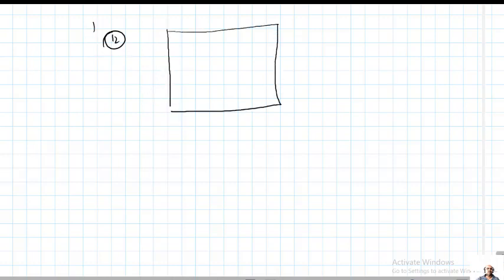Next, the 12th one. Important one. This is the universal set. I can say it's very important. This is set A, this is set B, this is set C. Okay. Observe, students.